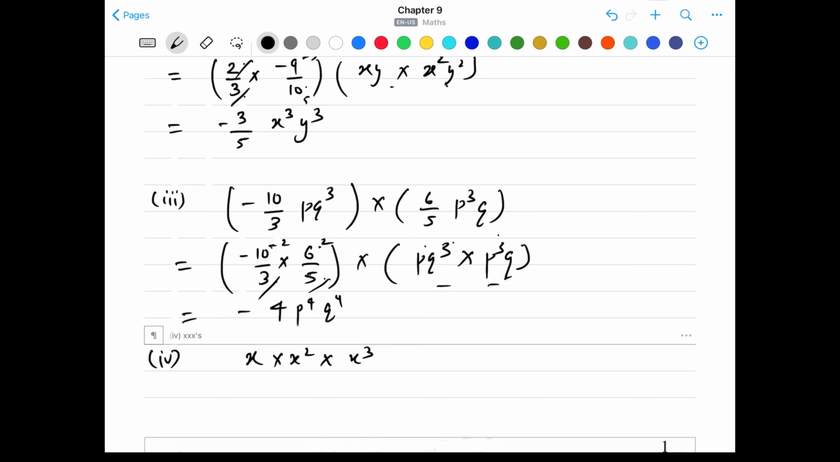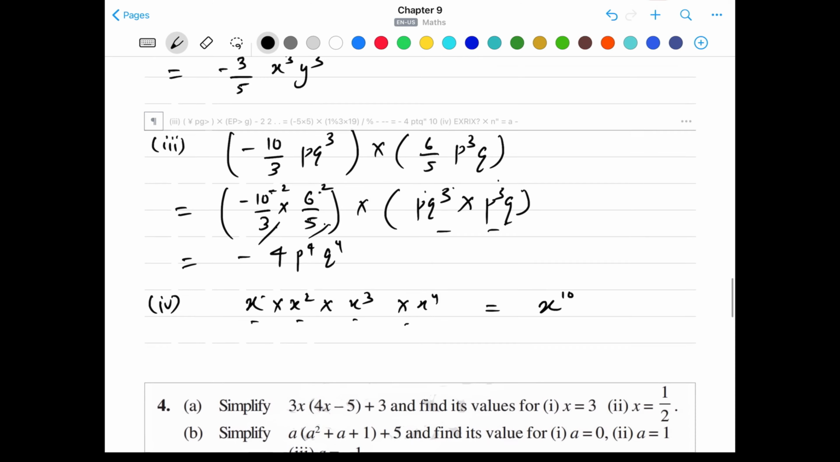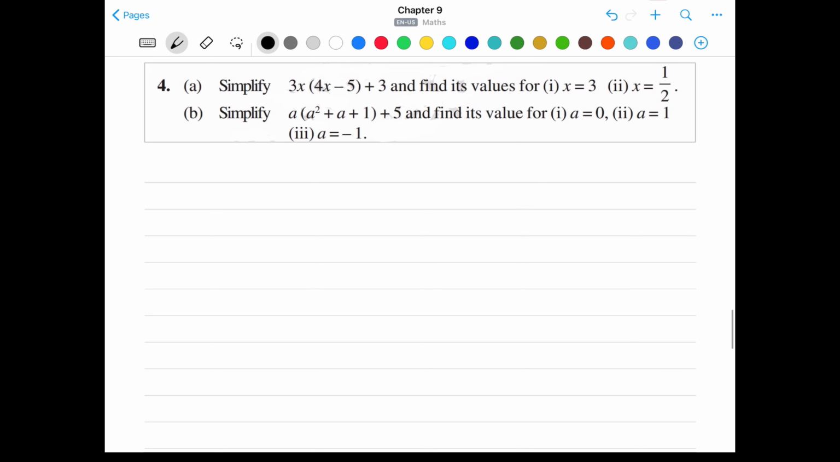Okay, so the next one is part 4, where we have to multiply x into x square into x cube into x power 4. As you can see, all the variables are the same, that is x, the common variable here, and the powers of all the variables will be added. So 1 plus 2 is 3, 3 plus 3 is 6, and 6 plus 4 is 10. So the answer is x power 10. Okay, so that's the answer of question number 3 of exercise 9.3. Now let's move to question number 4.